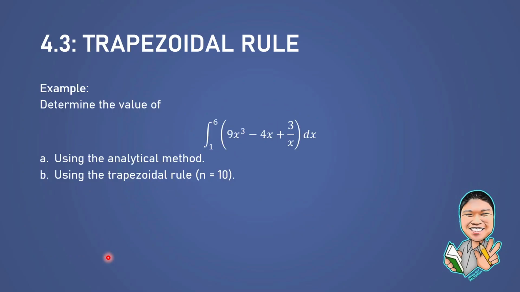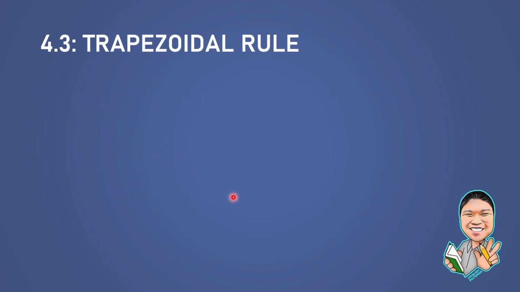Para maintindihan nyo, solve natin tong example na to. According dito, determine the value of the integral of 9x cubed minus 4x plus 3 over x dx from 1 to 6 kasi yun yung limits ng integral. Letter A, using the analytical method, ibig sabihin, gagamit ka ng integration techniques. And letter B, using the trapezoidal rule, sa pagkakataong ito, yung n natin ay equal sa 10. So, sige, simulan na natin tong solution natin.